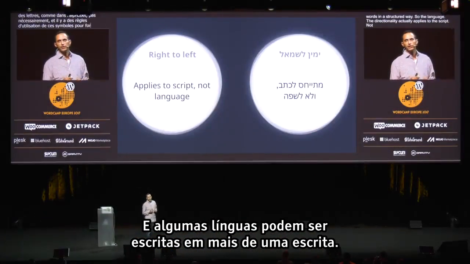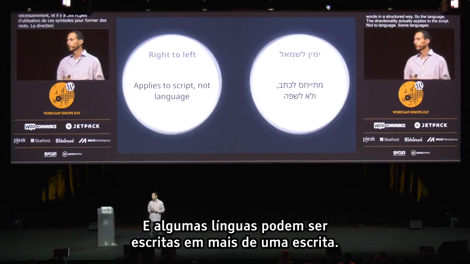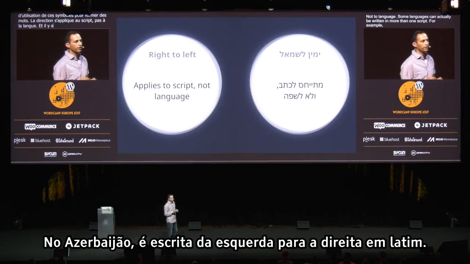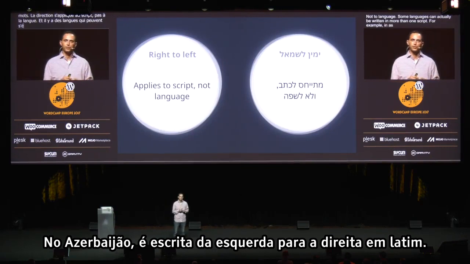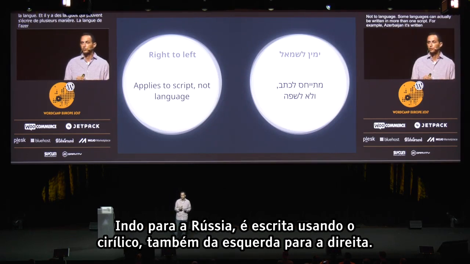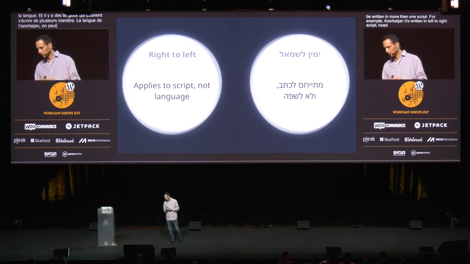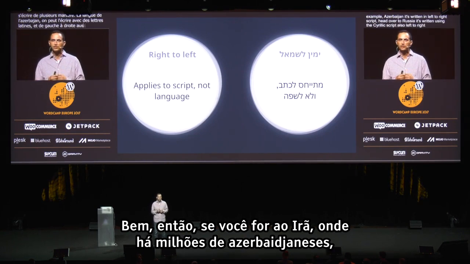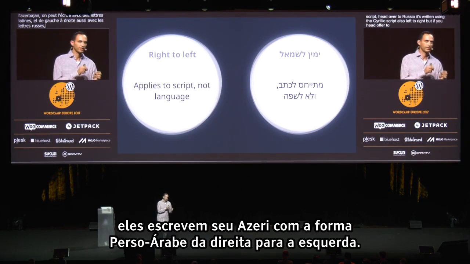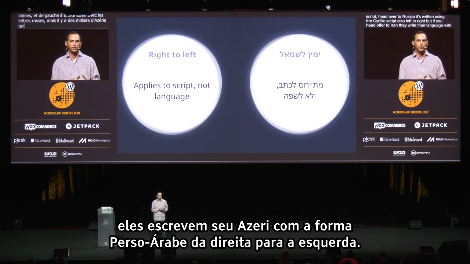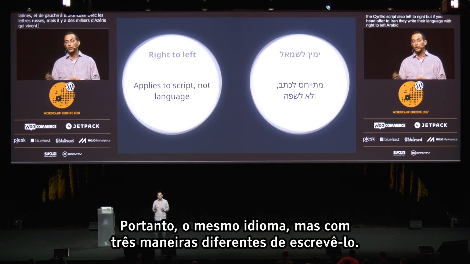And some languages can actually be written in more than one script. For example, Azeri. In Azerbaijan, it is written using a left-to-right Latin script. Head over to Russia, it is written using the Cyrillic script, also left-to-right. But if you head over to Iran, where there are millions of Azeris, they write their Azeri with a right-to-left Perso-Arabic script. So the same language, but three different ways to write it.